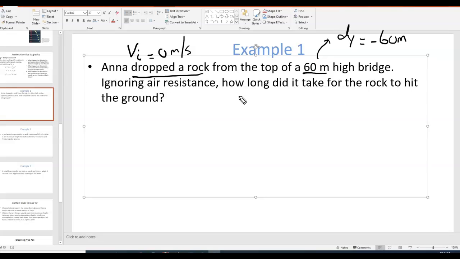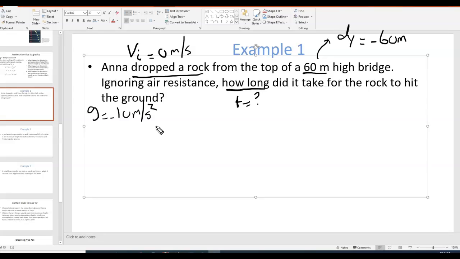Now the question says, ignoring air resistance, how long, which is always a question about time, did it take for the rock to hit the ground? Now if you're looking at this, you might think, wait, we don't have enough information. Don't we have to have 4 things? Well, remember, in a freefall problem, you automatically have the acceleration because it's a constant acceleration due to gravity. And so we also have the acceleration g equals negative 10 meters per second squared.